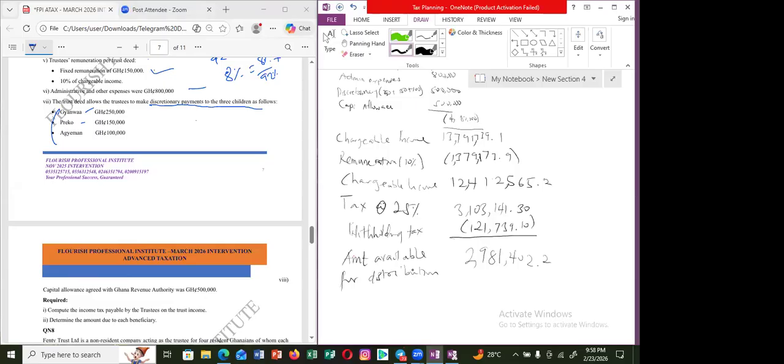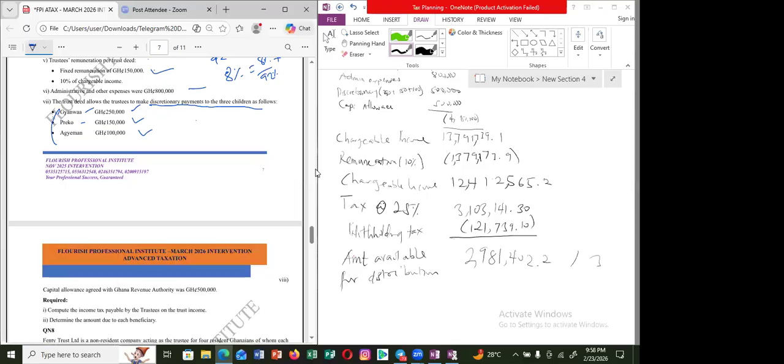So now if they ask you to determine the amount due to each beneficiary, all you have to do is divide this amount by 3, right? You get it? Then also the discretionary payment. They said that the trustee also has the option to make discretionary payments. So once you divide this by 3, you add these ones to each person, right?